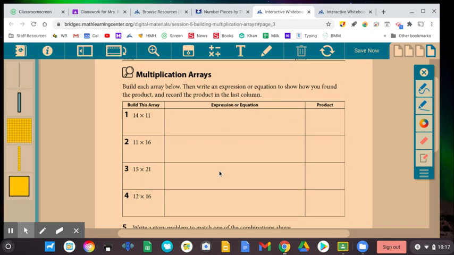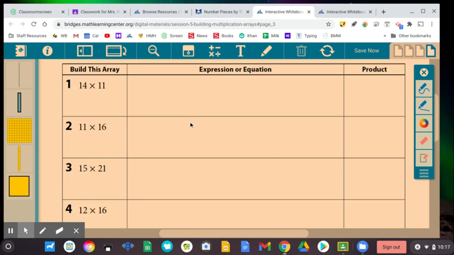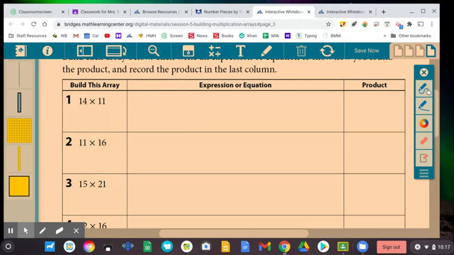Now, this is something you'll have to do in class because there are several ways to do it. But for most of you, I would figure that you would break these apart into groups of tens and ones. If we're going to break 14 apart into tens and ones, what is 14 broken apart? Okay, so I hope that you know 14 is 10 plus 4, correct?